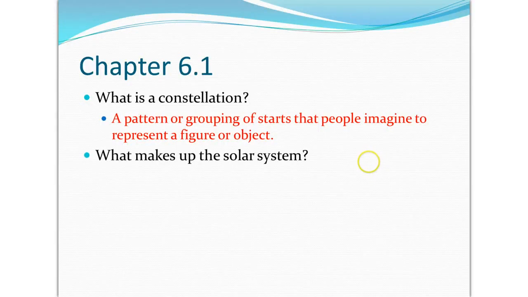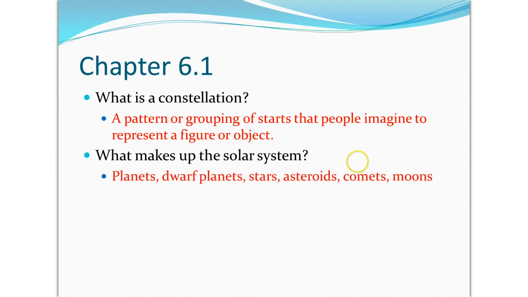What makes up the solar system? Primarily our solar system has various objects: planets, dwarf planets, stars, asteroids, comets, moons. That covers most of the major ones. Of course, there are some others, but as far as this test goes, these are the major ones that you'll be responsible for knowing. Okay, chapter 6, section 2.